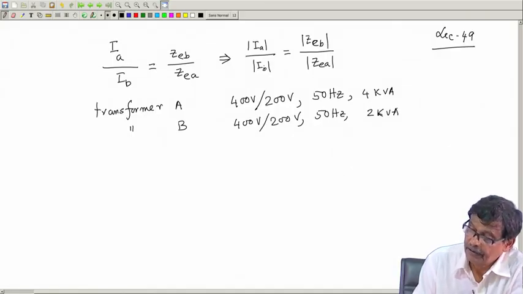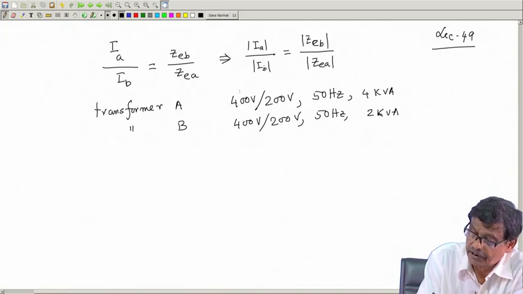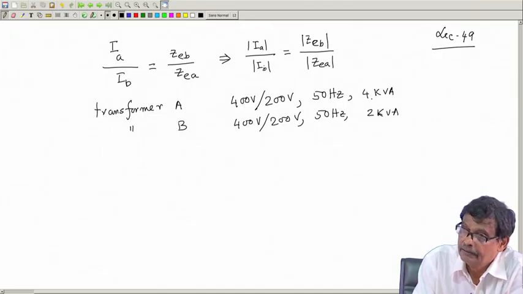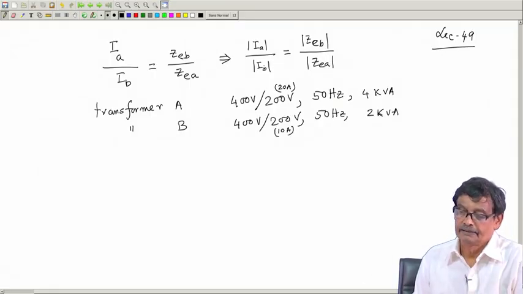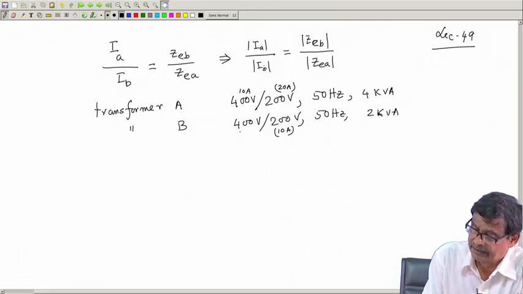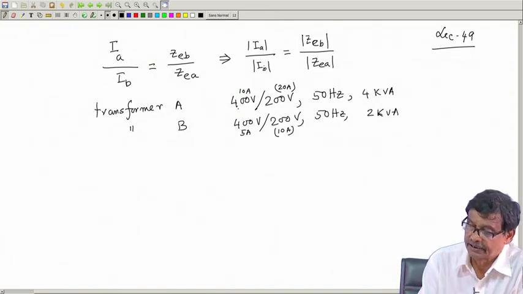Okay. Therefore, rated currents of transformer A on the low voltage side, how much will it be? This is 20 ampere, this side current, and the rated current of this other side is 10 ampere. So, this information I have. Similarly, rated current of this side will be 10 ampere and the high voltage side current will be 5 ampere. But anyway, we have referred everything to the LV side.